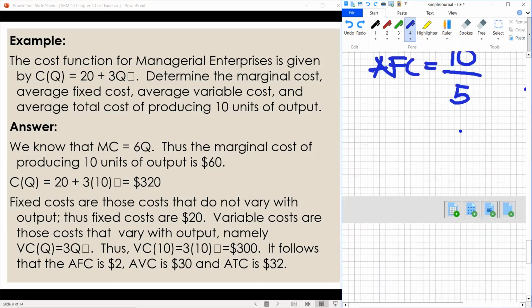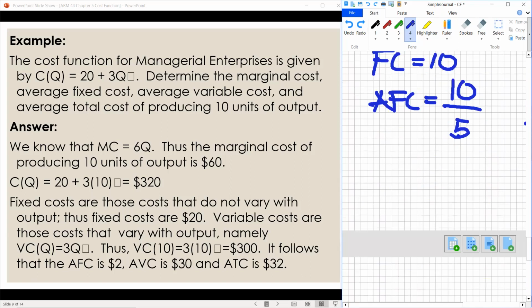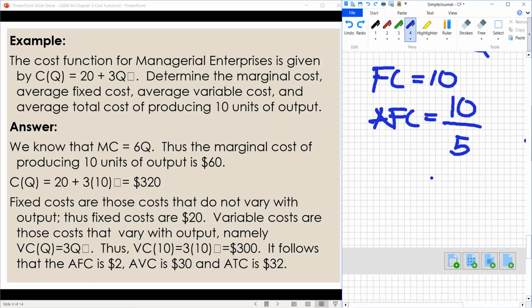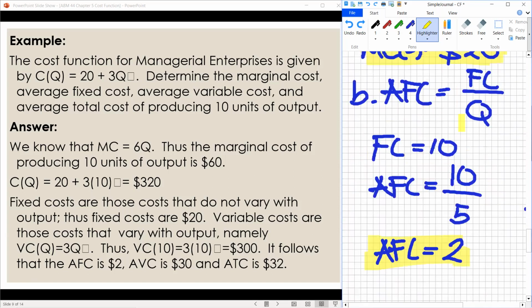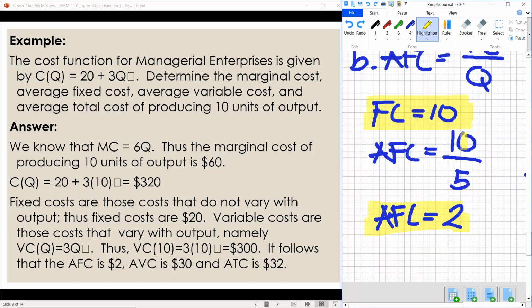So that means we have an average fixed cost of 10 over 5, so that would be 2. Average fixed cost of 2. So this is the answer for the average fixed cost. So let's try to continue. Again, it is that simple. Given that we have already identified our fixed cost, let's continue to our variable cost.